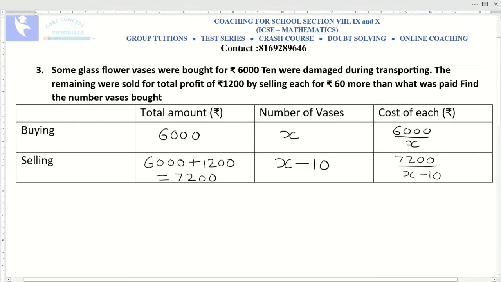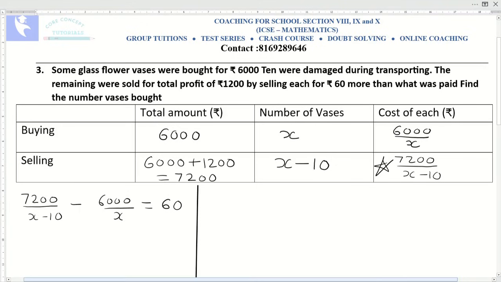Before we form the quadratic equation, what will be the difference of price? The cost of each, before and after, differs by rupees 60, meaning here the cost will be more. Fine students. So let us form the equation. The equation is 7200 upon x minus 10 minus 6000 upon x equals 60. From each selling we are gaining 60 rupees more, so the difference is 60. I hope this is clear students. Let us solve the sum now.